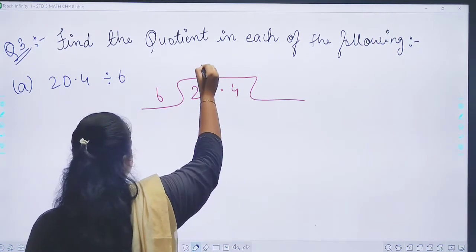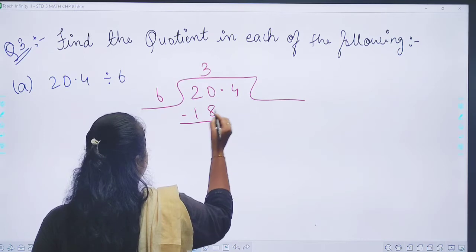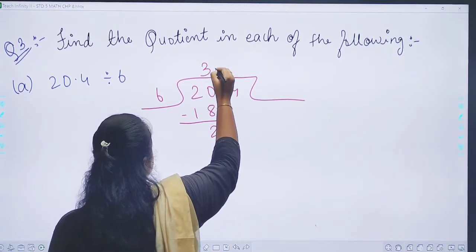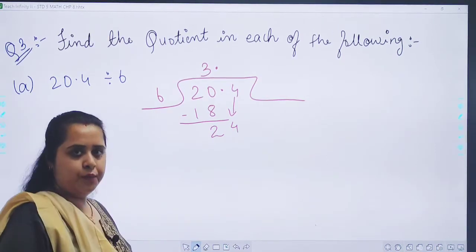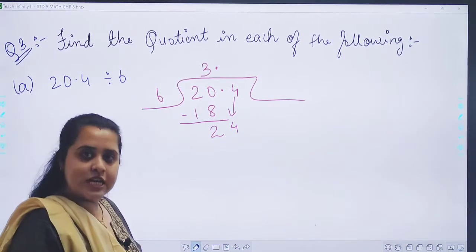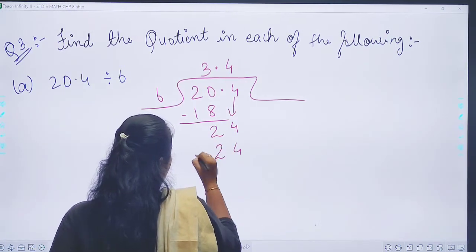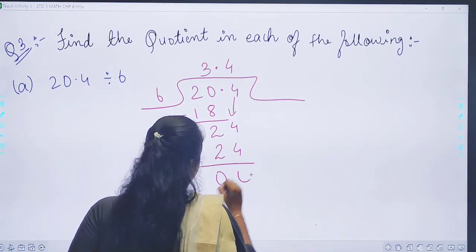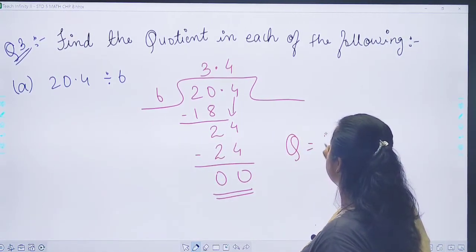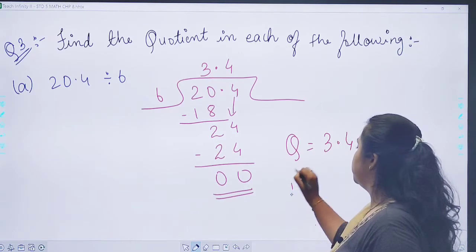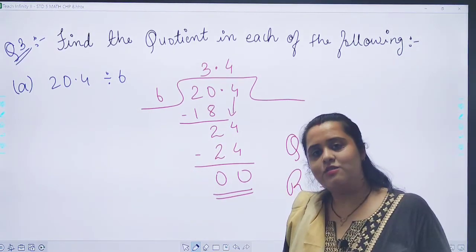620.4. 6 threes are 18. Remainder will be 2. This decimal will go up and this 4 will be coming down. 6 fours are 24. Minus, 0. So at the end you need to mention the quotient equals 3.4. Remainder is 0. Done, students?